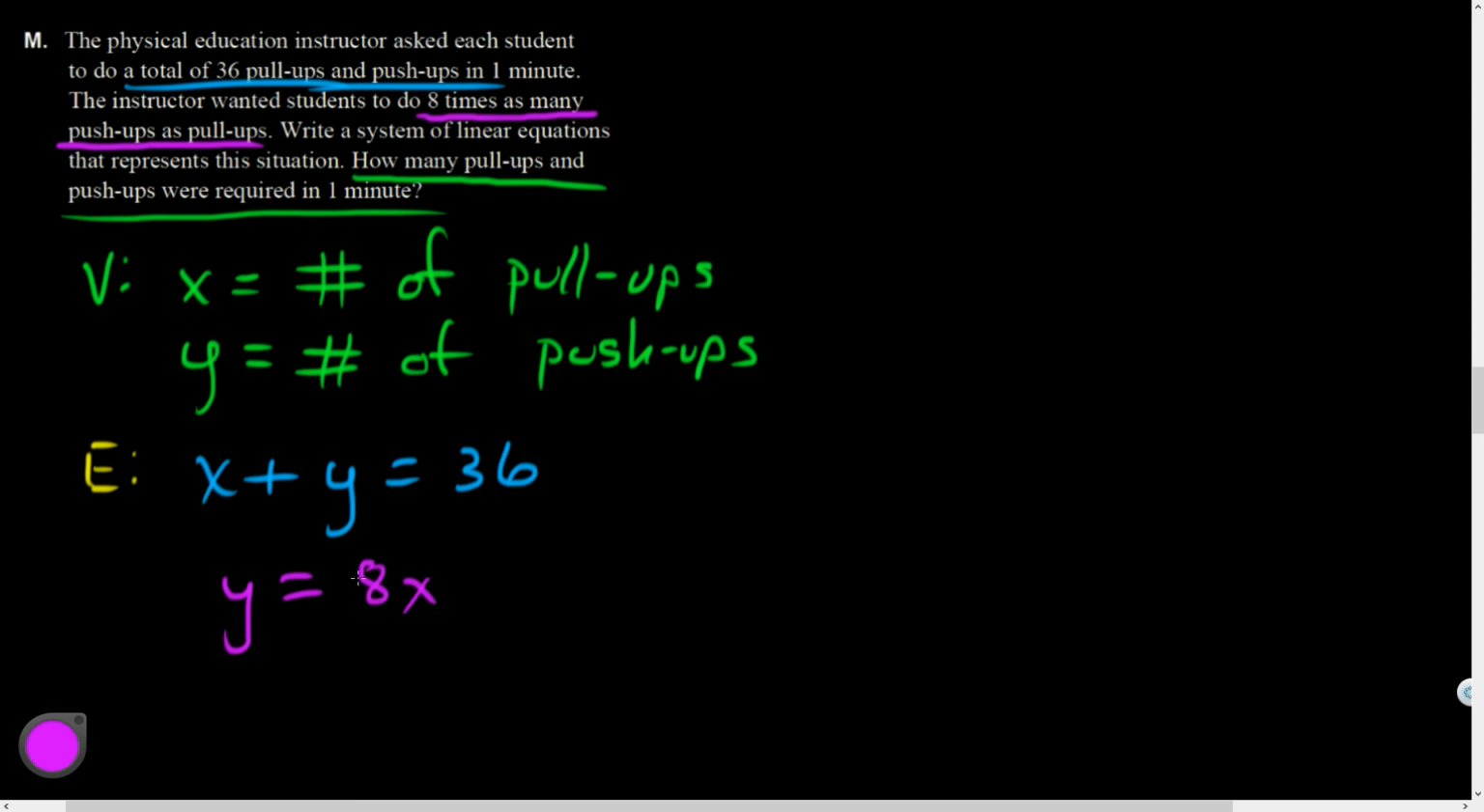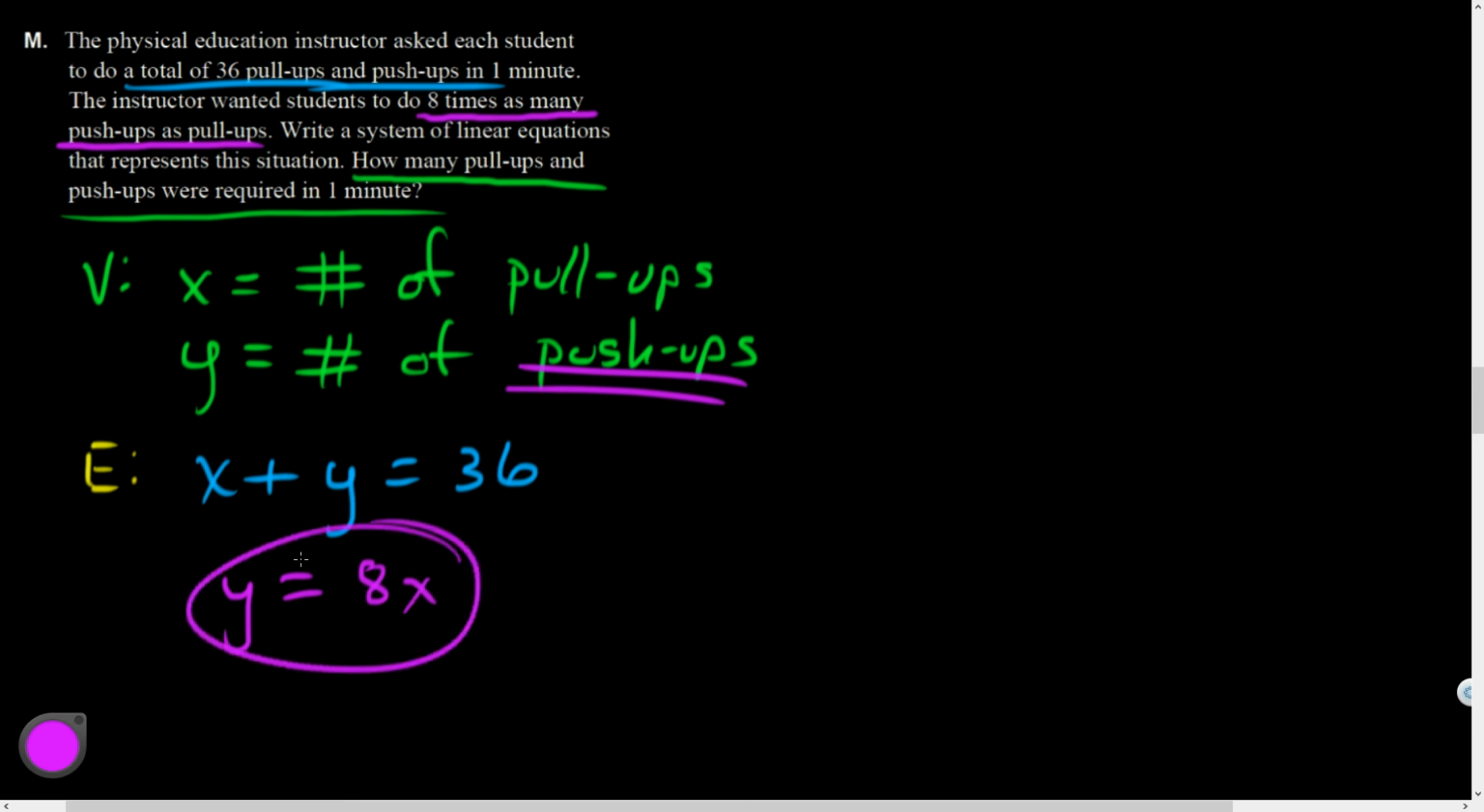And this is why it's so tricky. They're equal when I multiply x by 8, meaning x must have been smaller, right? x would be smaller if I have to multiply it by 8 just to get it to equal y. Is that the correct interpretation here? There should be 8 times as many push-ups compared to pull-ups. Yes.